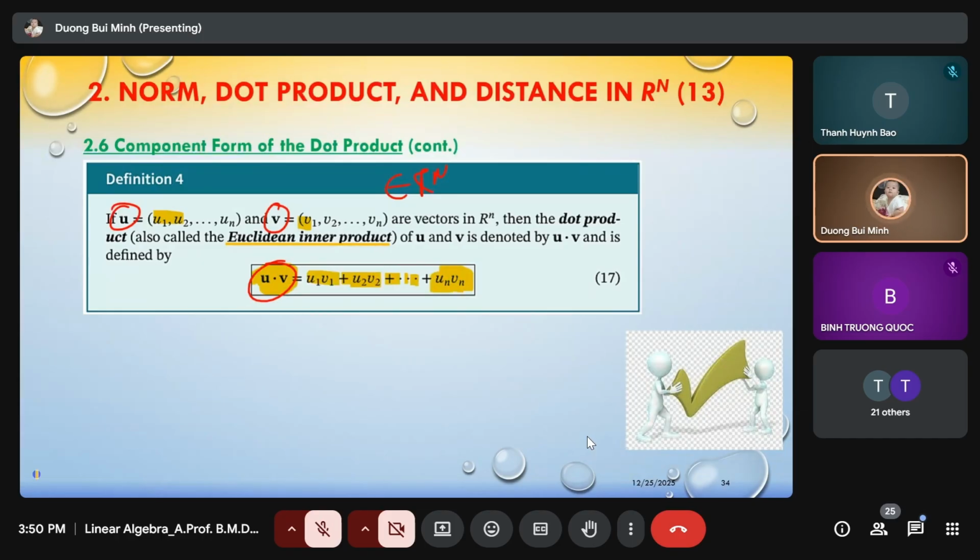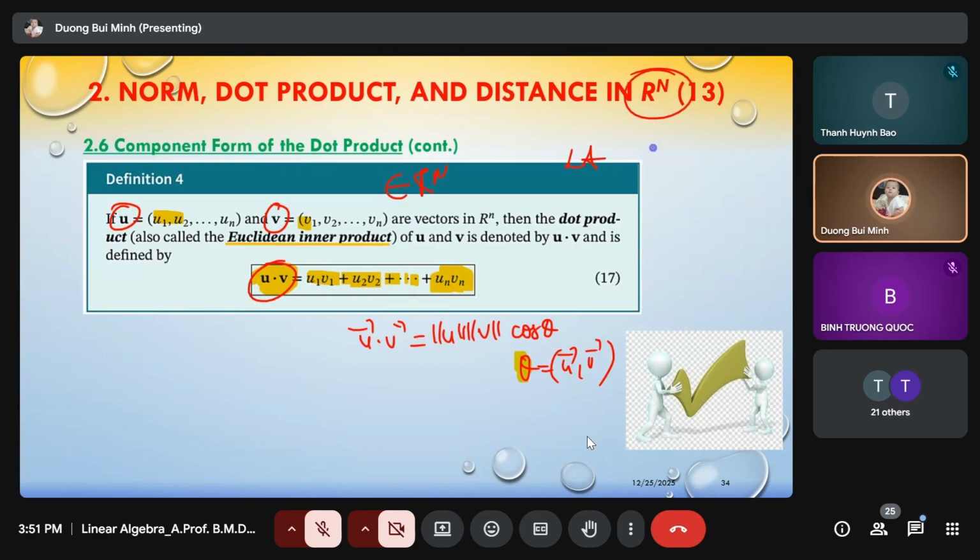Anyway, if we apply the physics approach, you can calculate U dot V as the norm of U, the norm of V, and cosine theta. Theta is the phase angle between vector U and vector V. But if we consider linear algebra for Rn, we can calculate the dot product as u1 times v1 plus u2 times v2 plus and so on, plus un times vn.